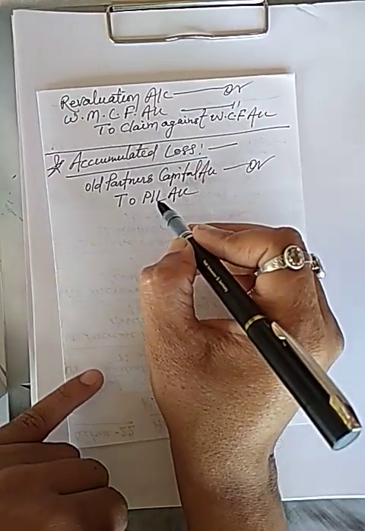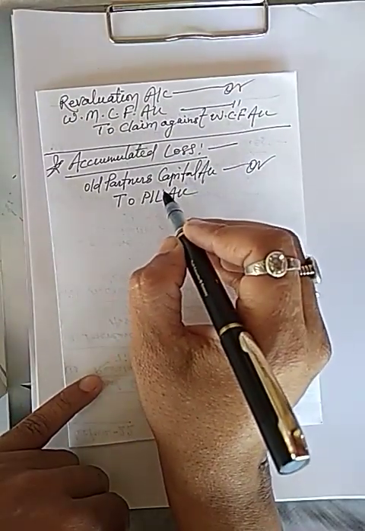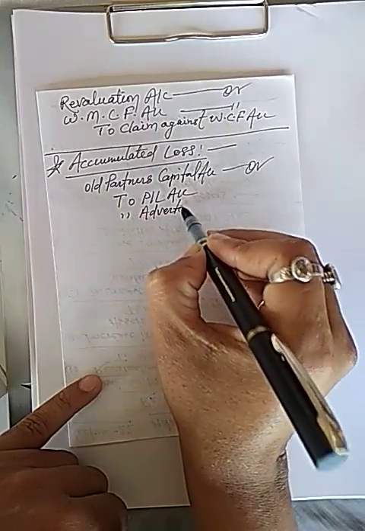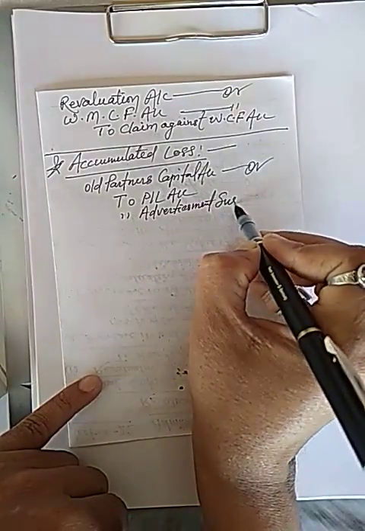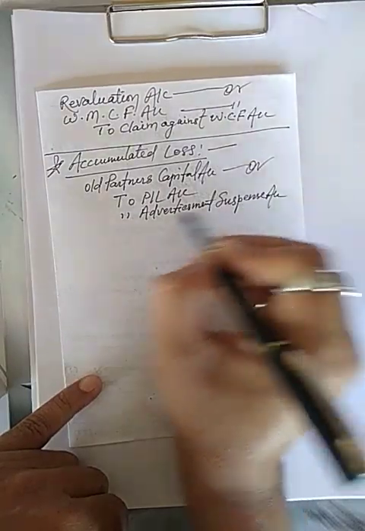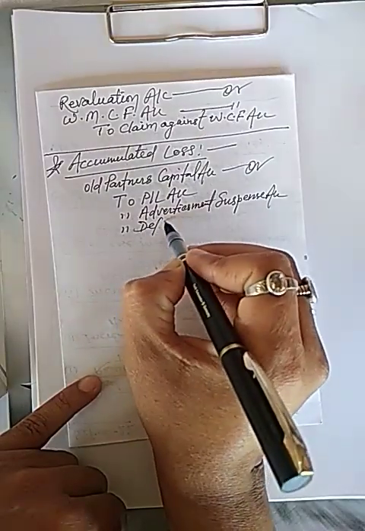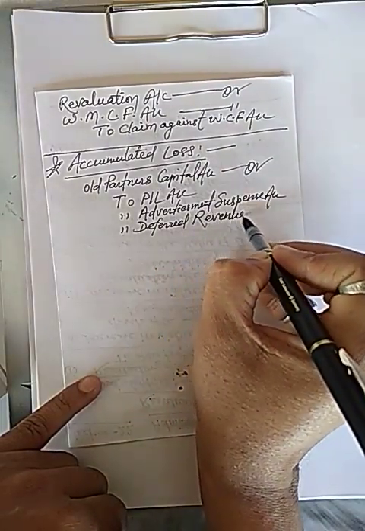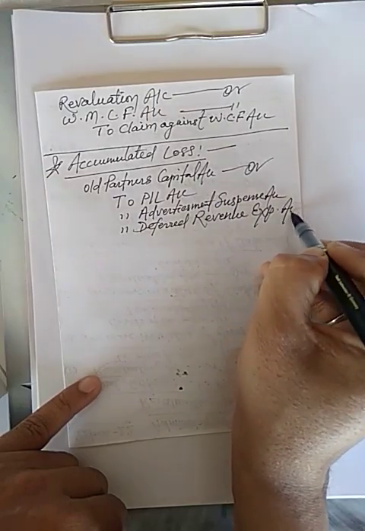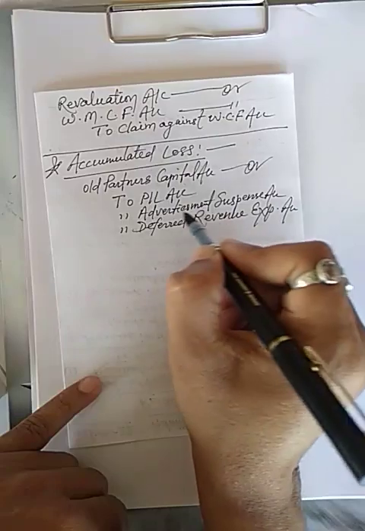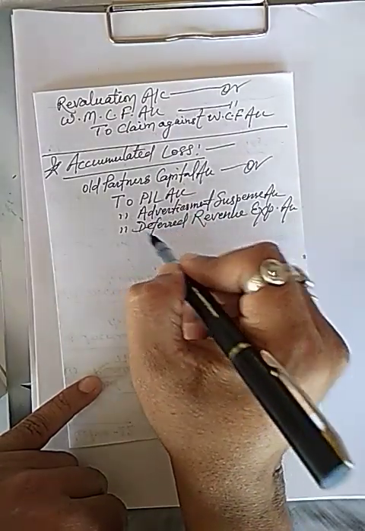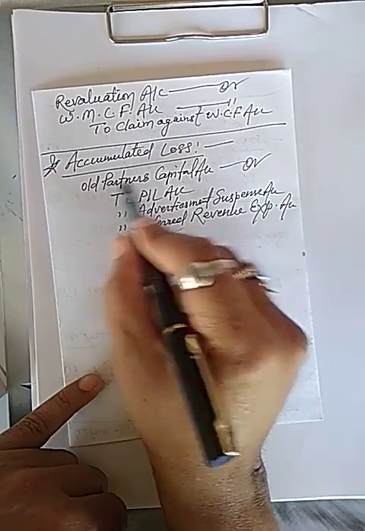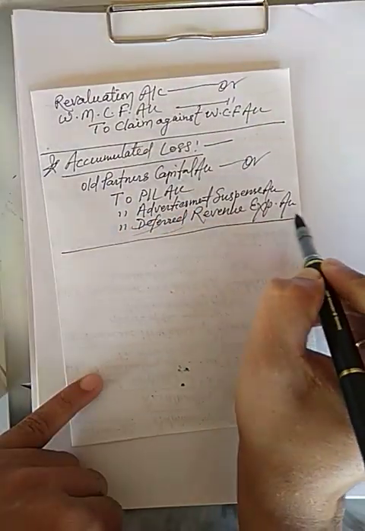if a debit balance of profit and loss is given, it is generally shown on the asset side, to advertisement suspense account, to deferred revenue expenditure account. These items will be shown on the asset side of the firm's balance sheet, and they will also be transferred to the debit side of the old partners' capital account.